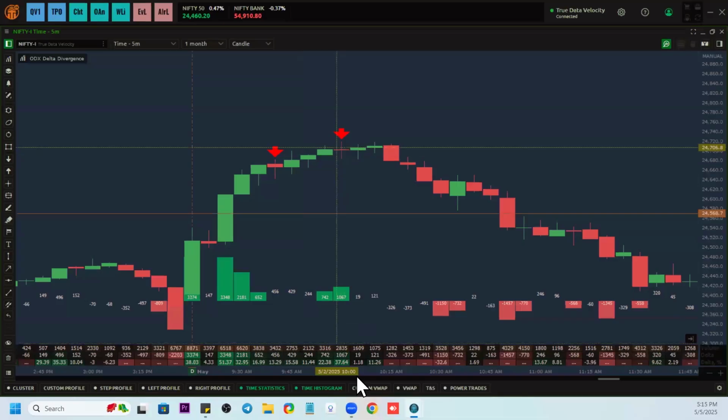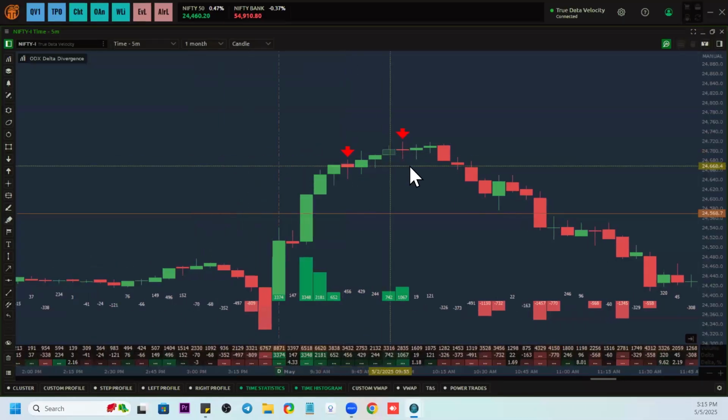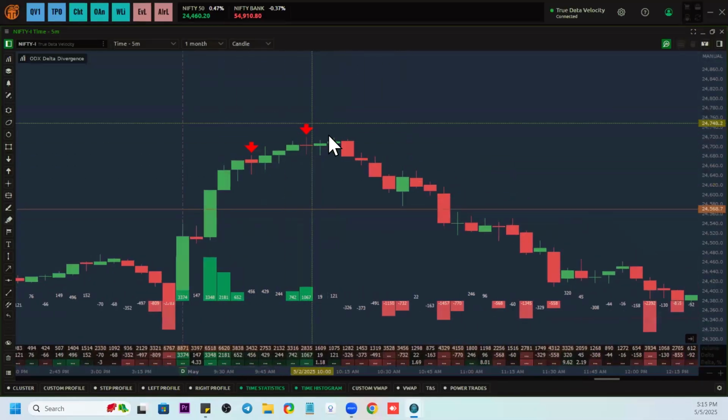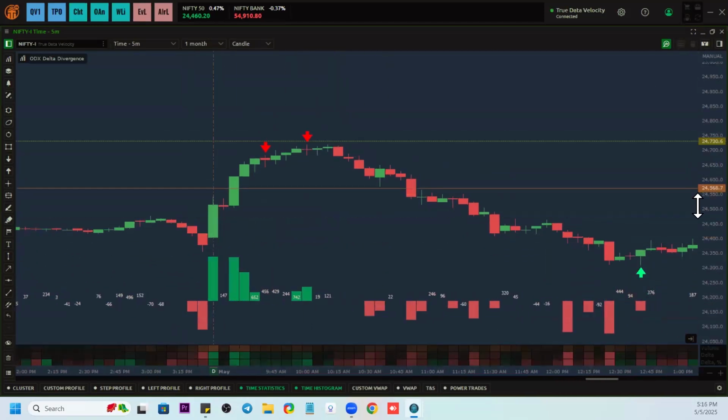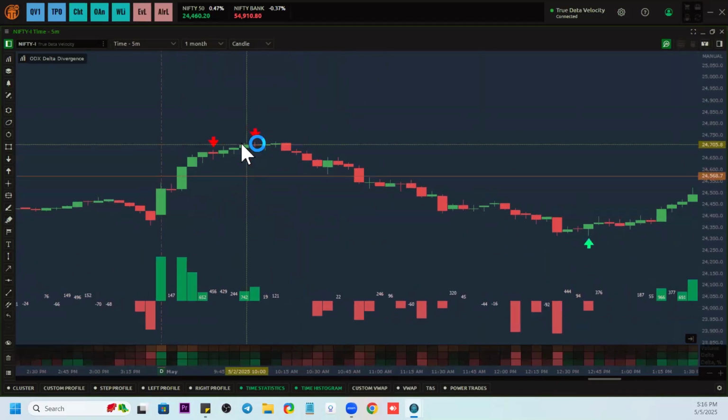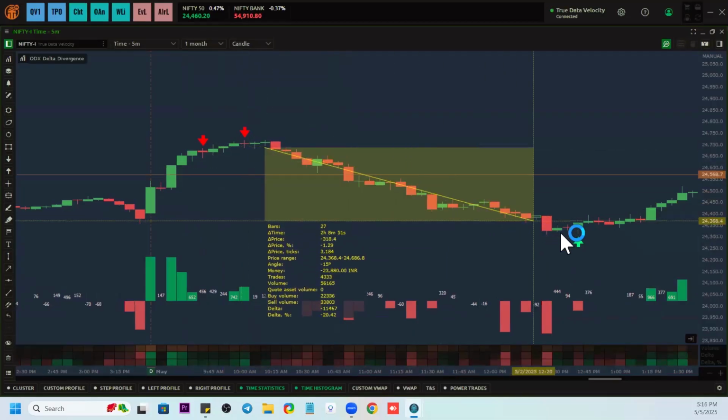Here, the volume is less, but you see, delta on the opposite side is really big. So there was a complete absorption. That means all orders got absorbed around here. Divergence is nothing but it tells you that all buyers are getting absorbed here. And you see how the market is reversing from this area.